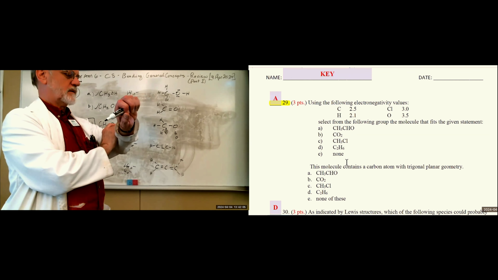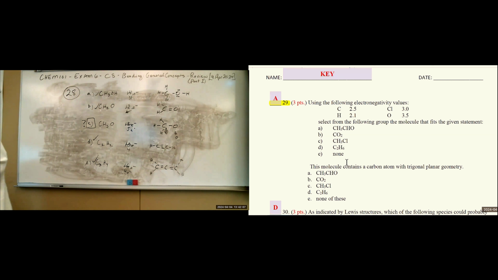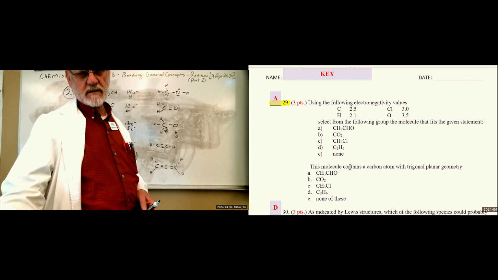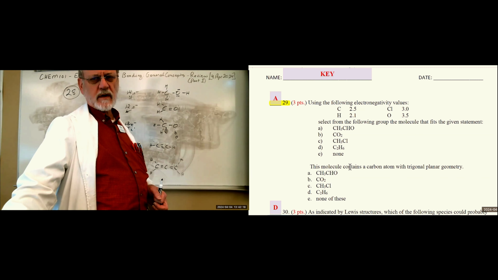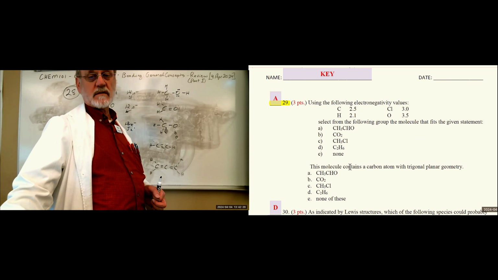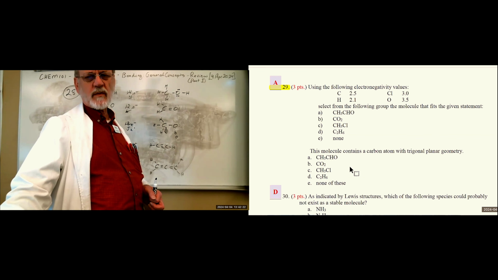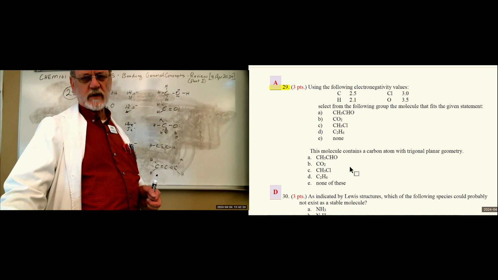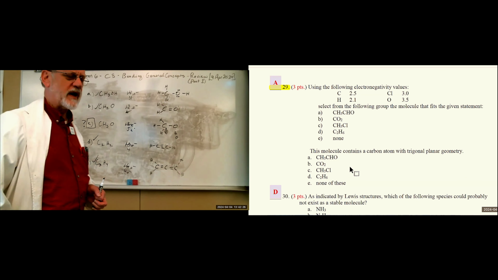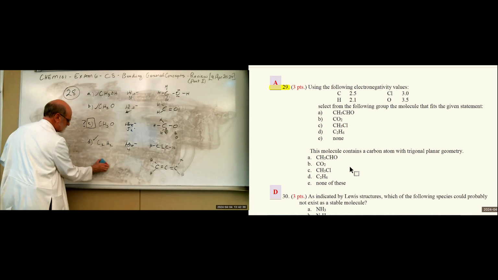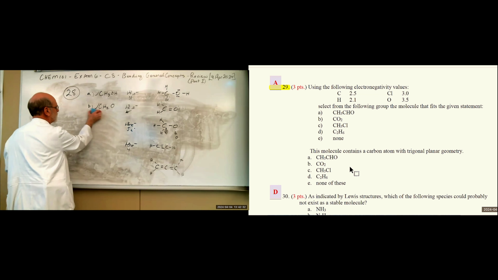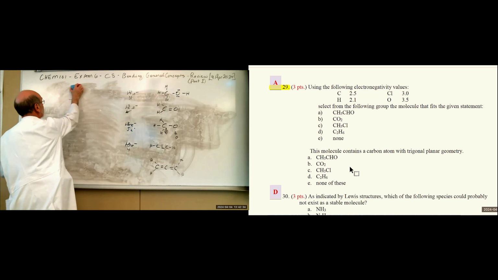All right, how we doing? We're good till 45. Gonna do the next one in 3 minutes. Using the following electronegativity values, select from the following fits the given statement. The molecule containing a carbon atom with trigonal planar geometry. We might be able to do this one. That'll give us a little more extra time on next Tuesday. If I can get this one done.